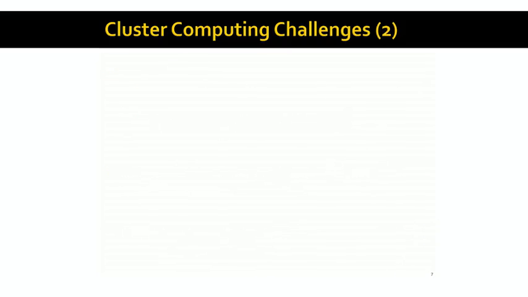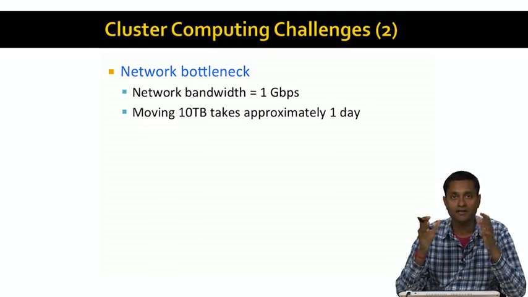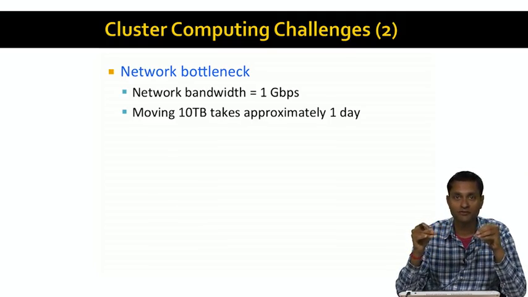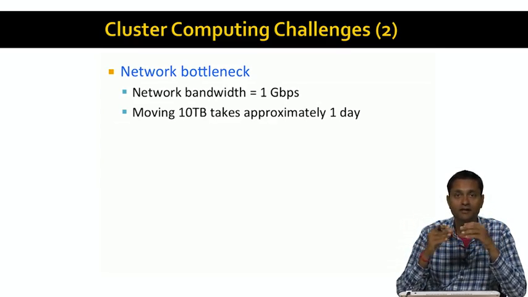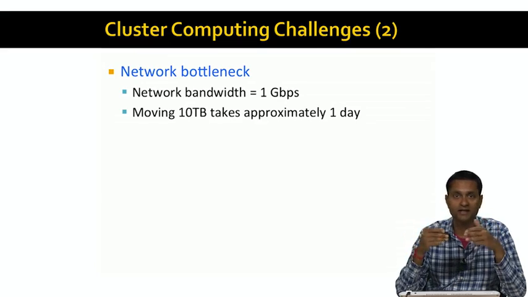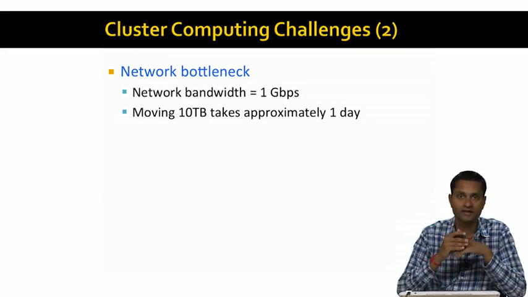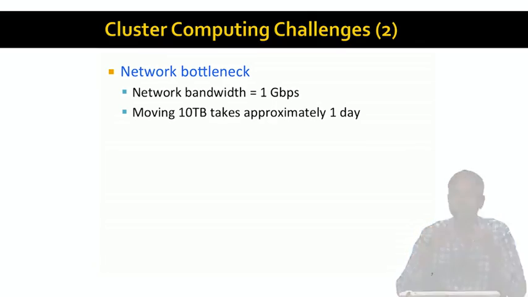The second challenge of cluster computing is that the network itself can become a bottleneck. Now remember, there is this 1 gigabit per second network bandwidth that's available between individual nodes in a rack, and a smaller bandwidth that's available between individual racks. If you have 10 terabytes of data and you have to move it across 1 gigabit per second network connection, that takes approximately a day. You can do the math and figure that out. A complex computation might need to move a lot of data, and that can slow the computation down. So you need a framework that doesn't move data around so much while it's doing computation.